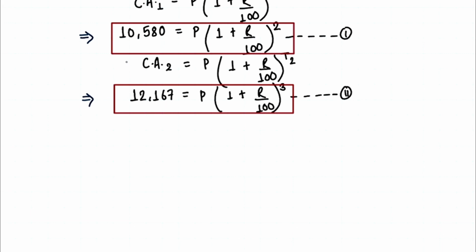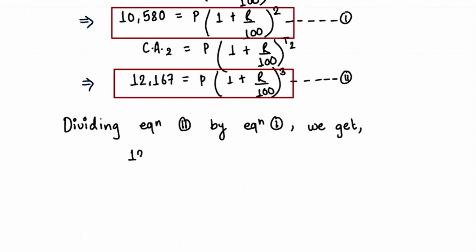The way we can do that is by dividing these two equations. We can either divide equation 1 by equation 2 or equation 2 by equation 1. Since the number in our equation 2, which is 12,000, is bigger than the 10,000, I want to put this 12,000 in our numerator and this 10,000 in our denominator. So I'm going to divide our equation 2 by equation 1.